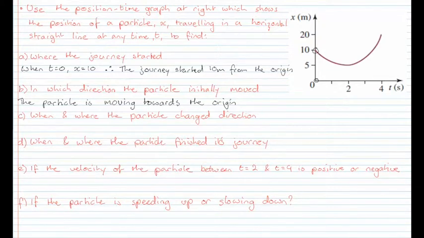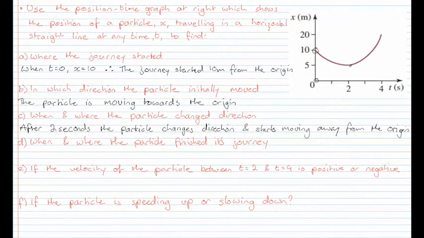The next question asks, when and where did the particle change direction? We can see here that it starts off at 10, it's going down, getting closer and closer towards the origin at a distance of 0. At this point here, you can see that it decides to go back and start heading away from the origin. That is, it's getting further and further away from the origin. So at what point did it change direction? Well, it's at the point where it changes from moving towards the origin to moving away from the origin. That is at t equals 2. So after 2 seconds, the particle changes direction and starts moving away from the origin.